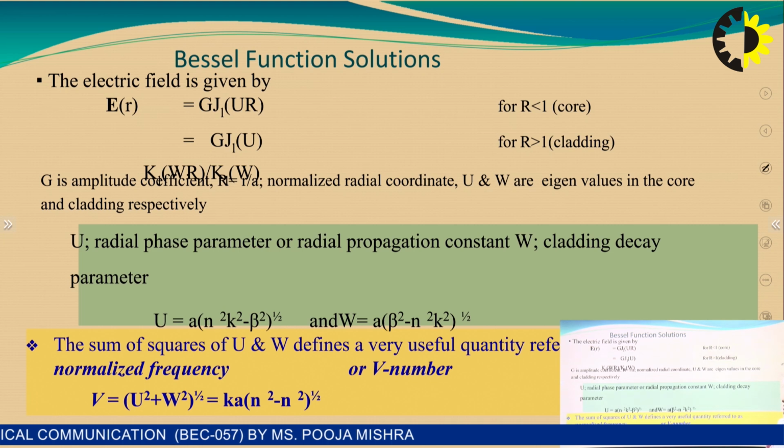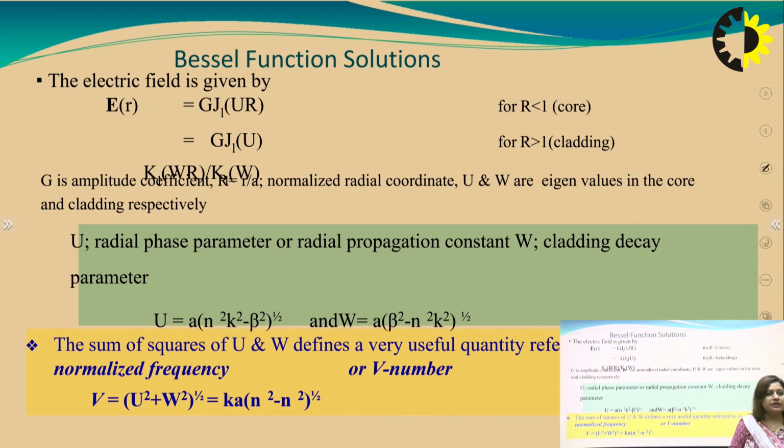So, you can have two parameters from the Bessel's function, that is U and W. With this U and W, we can have our equation for the normalized frequency, which is V. V is equivalent to the square root of U square plus W square, which is Ka under root N1 square minus N2 square. So, with this we can easily calculate the value of V.